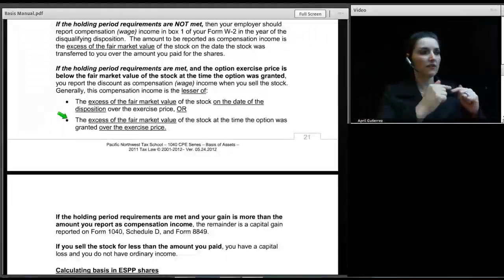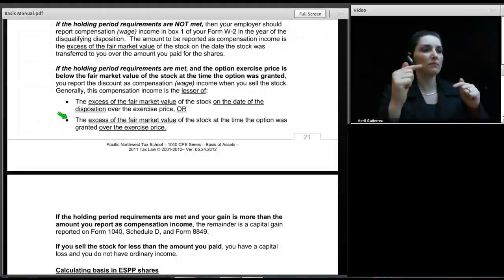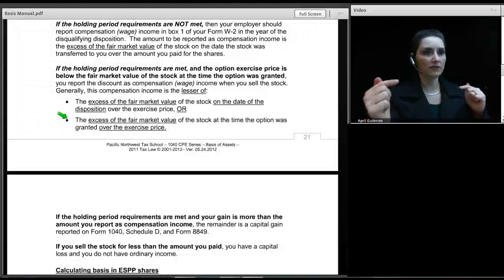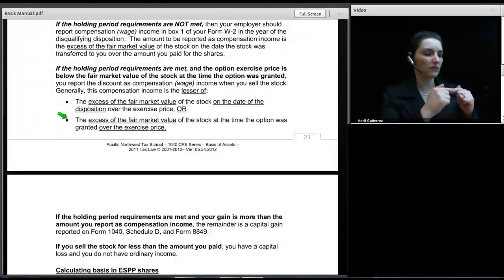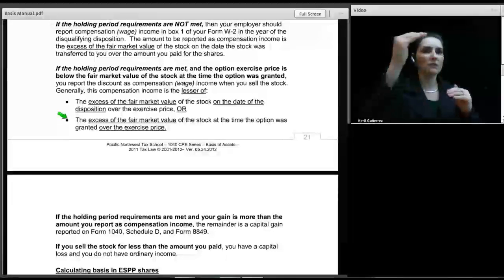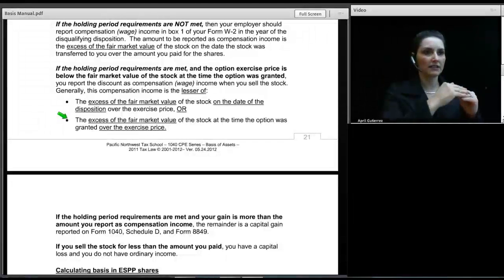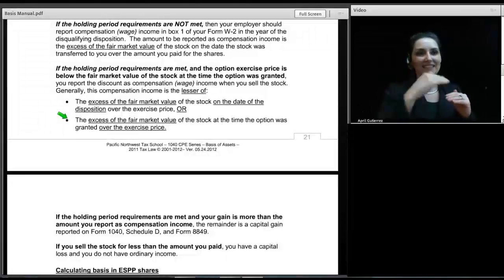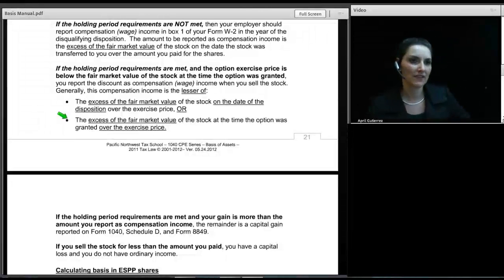And obviously, they're going to be working to only make you pay tax if you sell for more than one or both of those numbers. And if you sell for more than the lower number, you're going to go with the lower number. But if you sell for more than the lower number but less than the higher number, you're still going to go with the lower number. So if it's worth more on the exercise date than it was on the grant date, but then you sell it for less than the exercise price, but more than the grant price, you're not going to have to pay wage income on that.